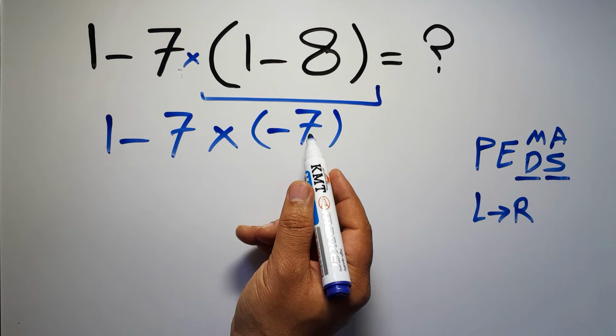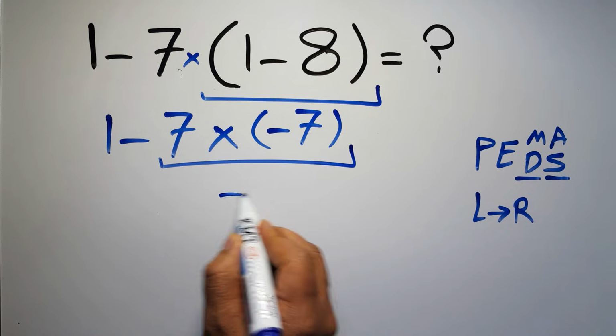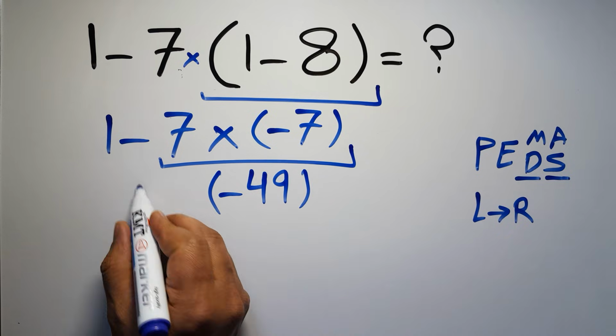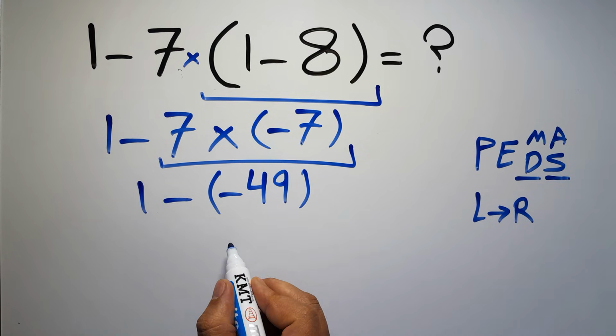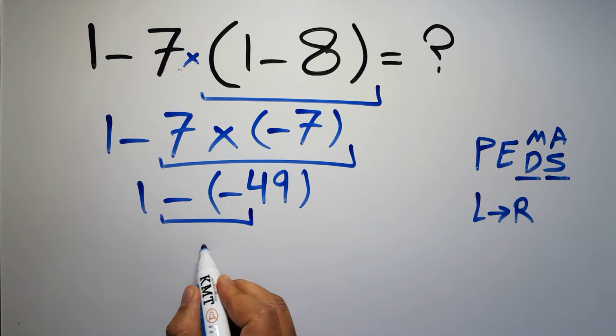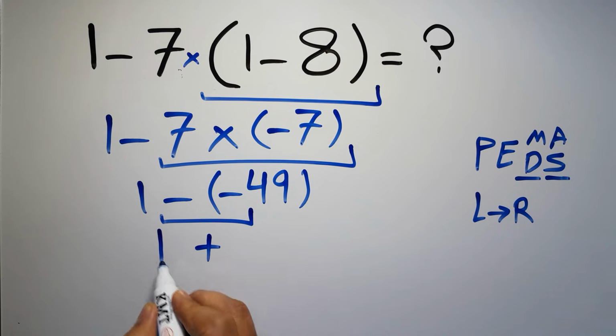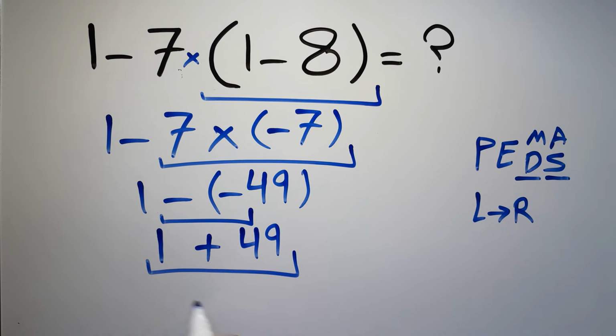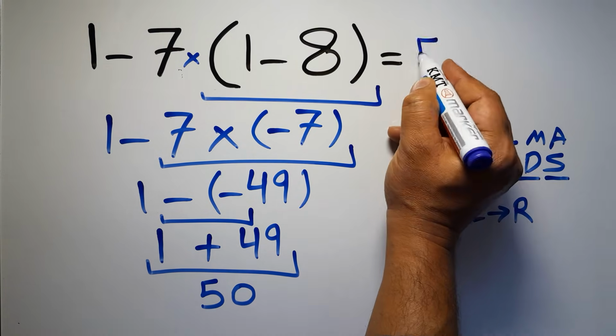7 times negative 7 gives us negative 49. So 1 minus negative 49. Here negative times negative gives us positive. So 1 plus 49, which equals 50. And this is our final answer to this problem. The correct answer is 50.